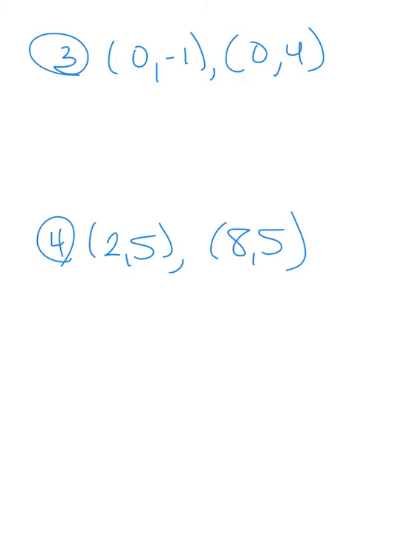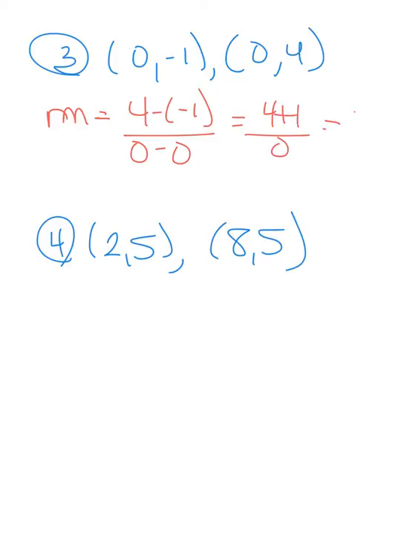With these points, I'm going to do the same thing. I'm going to calculate the slope. So I have m is equal to 4 minus -1 all over 0 minus 0. 4 minus -1 is really 4 plus 1 over 0, so I get 5 over 0. Now, we know that I can't divide by 0, so this is actually going to be an undefined slope, which is a vertical line.